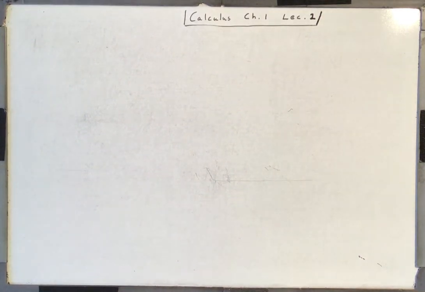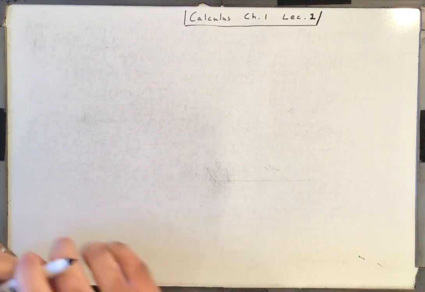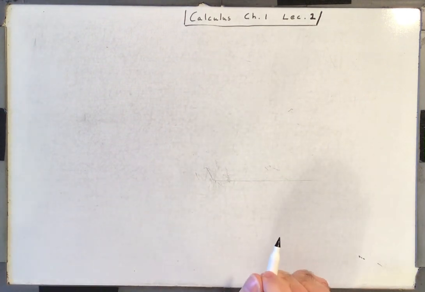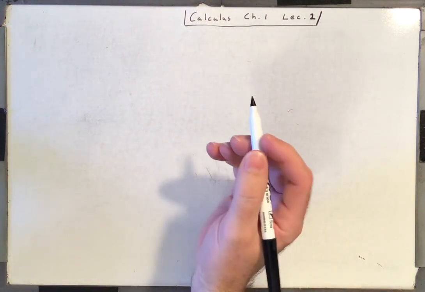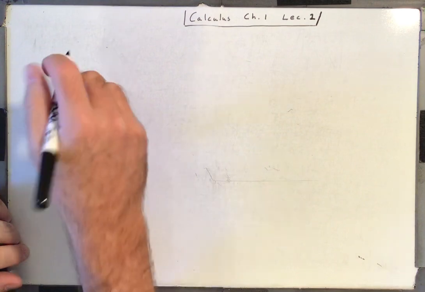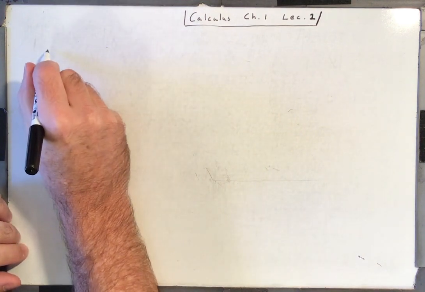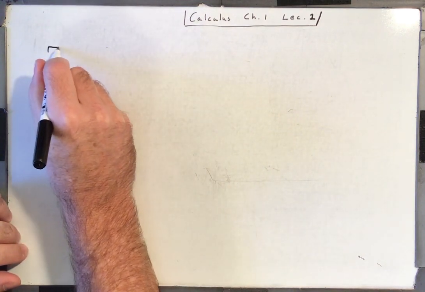All right, this is Calculus Chapter 1, Lecture 2. We're still just on introductory material to try to explain the purpose of calculus. So we're going to get into that question 1, instantaneous rates of change. And let's draw our bicycle situation again.